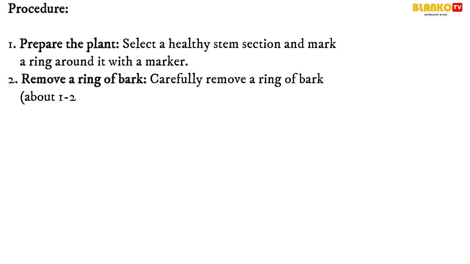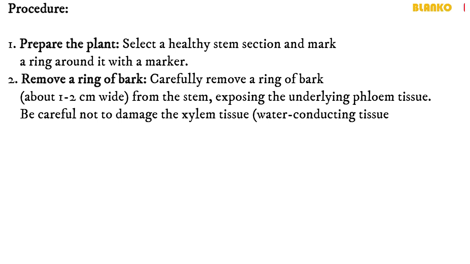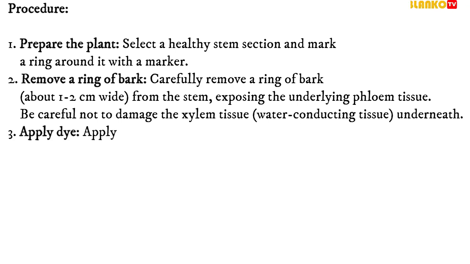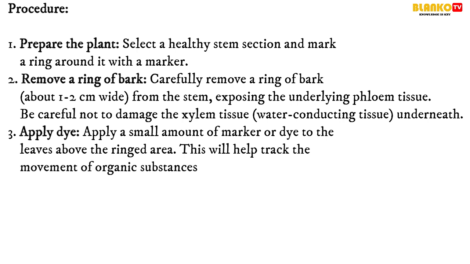Carefully remove a ring of bark about 1 to 2 centimeters wide from the stem, exposing the underlying phloem tissue. Be careful not to damage the xylem tissue, the water-conducting tissue, underneath. 3. Apply dye. Apply a small amount of marker or dye to the leaves above the ringed area. This will help track the movement of organic substances.